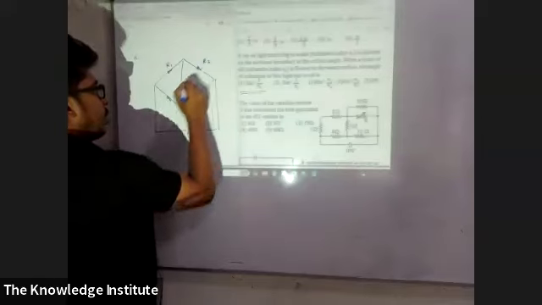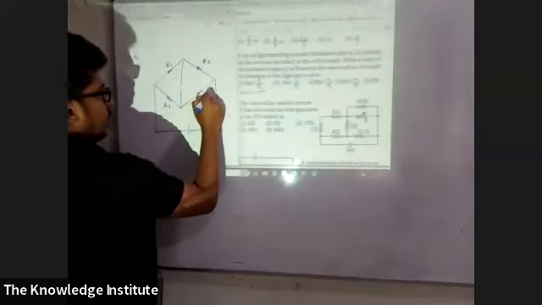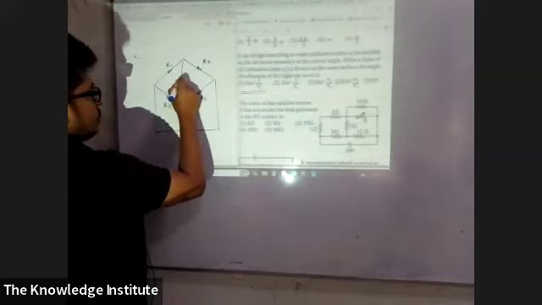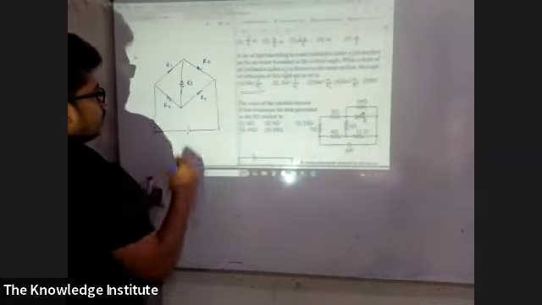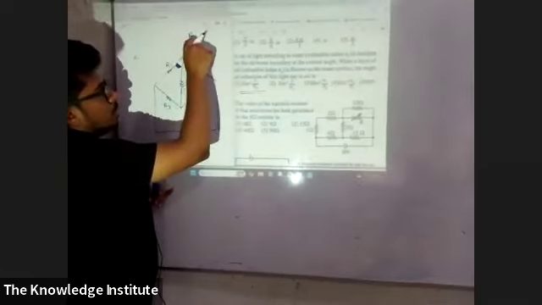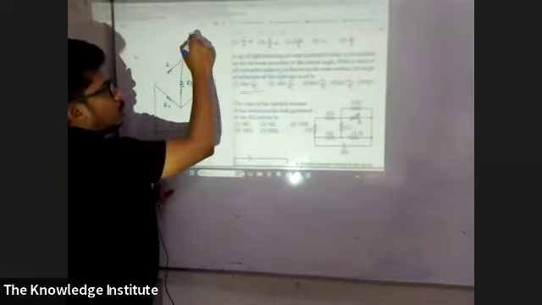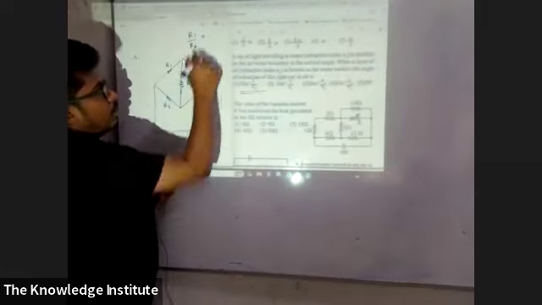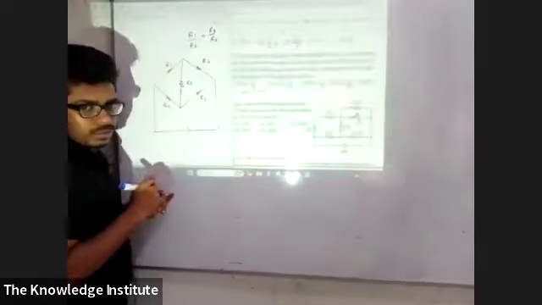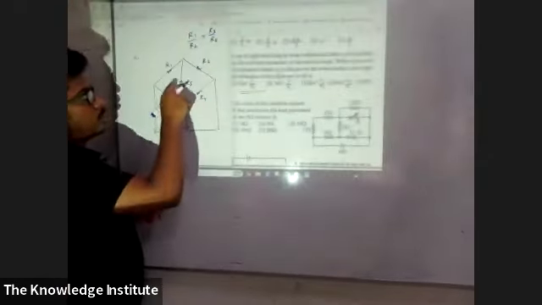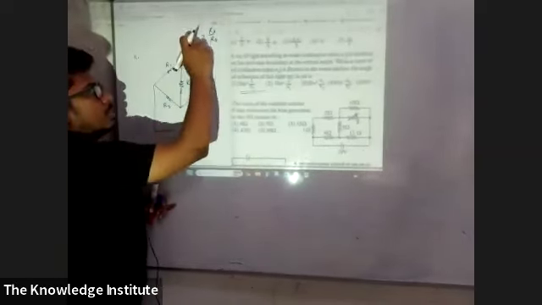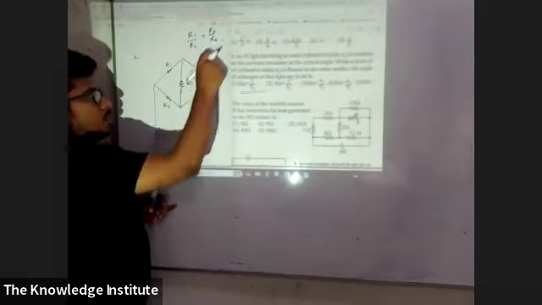R1, R2, R3, R4, R5. Okay. So if R1 divided by R2 is equal to R3 divided by R4, then here and here the potential will be the same. So no current passes through this. Sometimes it says this divided by this or this divided by this. You do the cross multiplication: R1 divided by R3, R2 divided by R4.